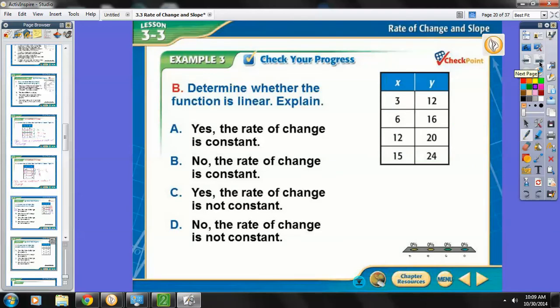This next one says determine whether the function is linear. Again, find your rate of change. 16 minus 12 and 6 minus 3 is 3. Your next two ordered pairs, 20 minus 16 and 12 minus 6, 3, 6. Right here I have my answer. No, it's not linear, because the rate of change is not constant. Letter D.